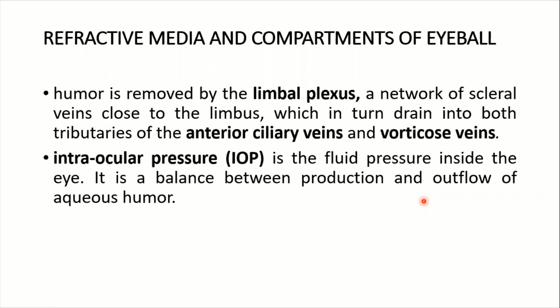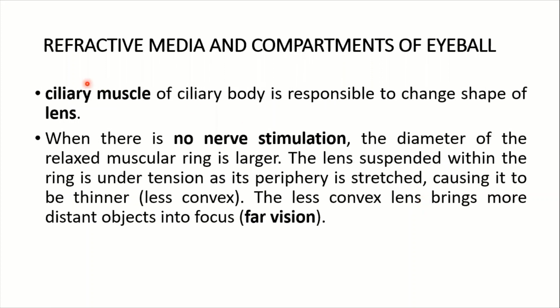lead to glaucoma. So the ciliary muscle of the ciliary body is responsible for changing the shape of the lens. When there is no nerve stimulation, the diameter of the relaxed muscular ring is larger, the lens suspended within the ring is under tension as its periphery is stretched, causing it to be thinner, that is less convex. The less convex lens brings more distant objects into focus, that is the far vision. So this is the mechanism of far vision.